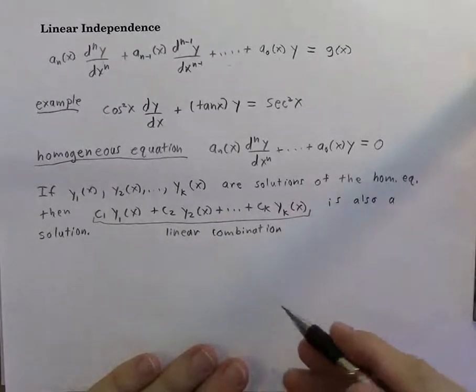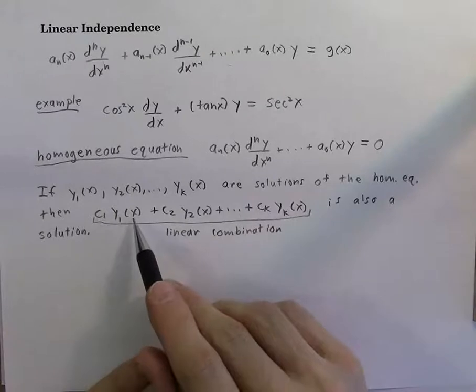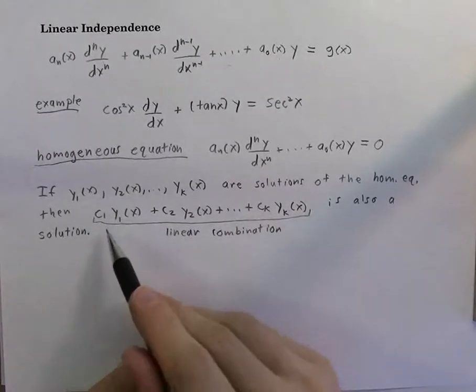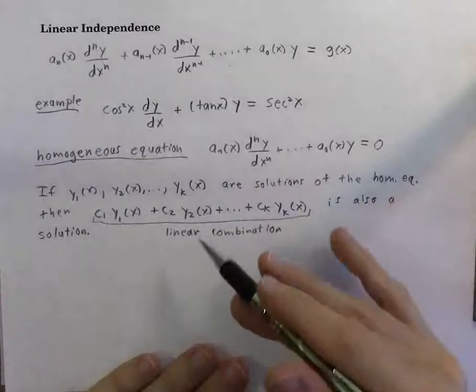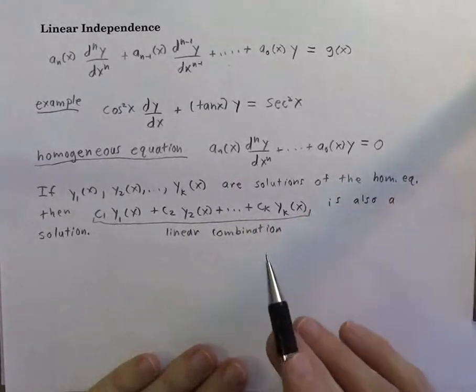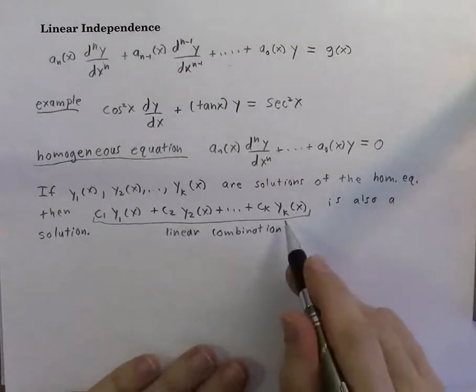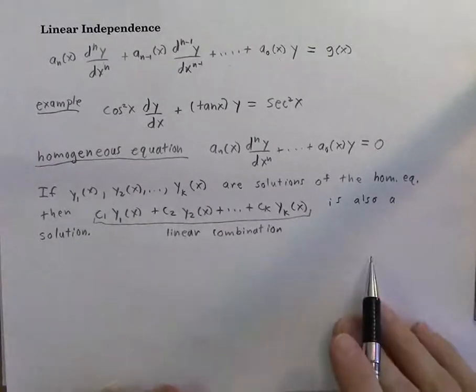A linear combination is just a sum of constant multiples of the functions that are in this list. So the c1, c2, up to ck, they can be anything. The only restriction is that they are just numbers or constants. And that's called a linear combination of the y1, y2, up to yk.